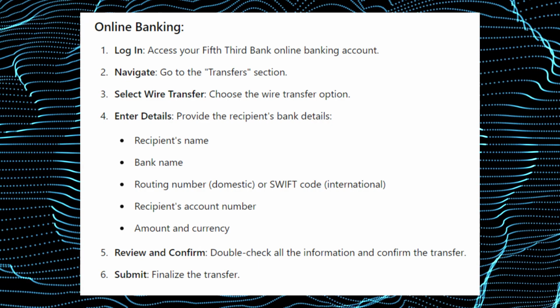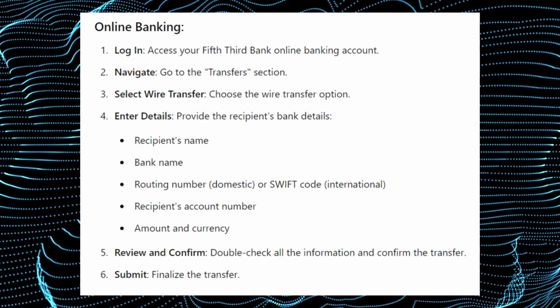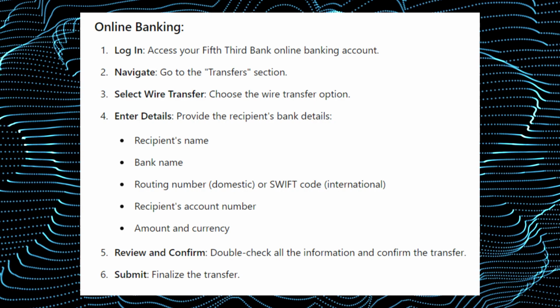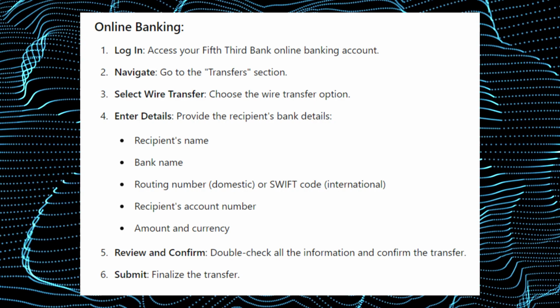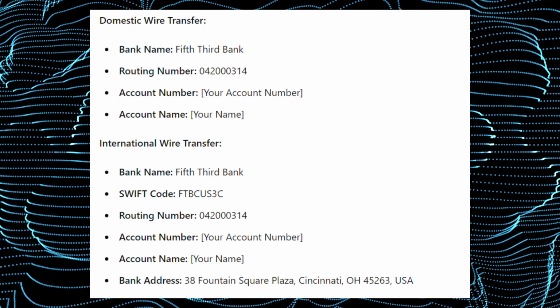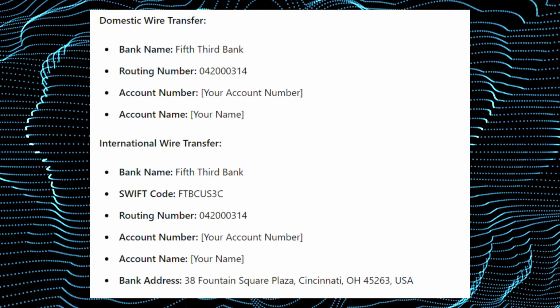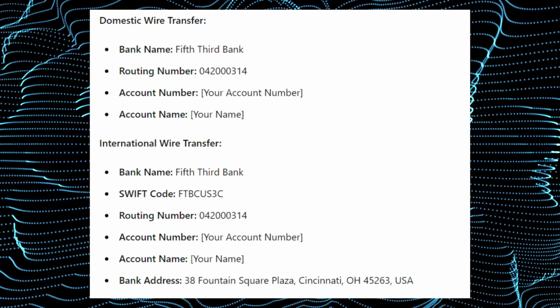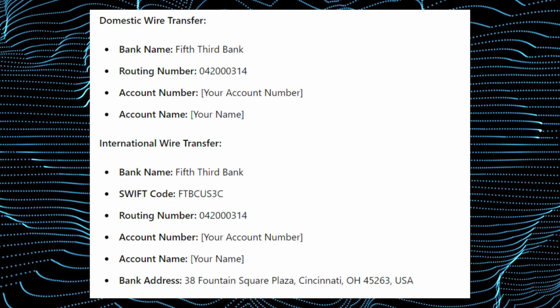Just double check all the information and confirm the transfer. And at the very end, submit the finalized transfer. Now, these are the details required for the domestic wire transfer, and these are the details required for the international wire transfers. You just have to read this carefully.